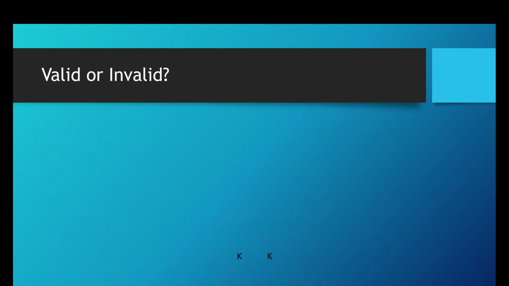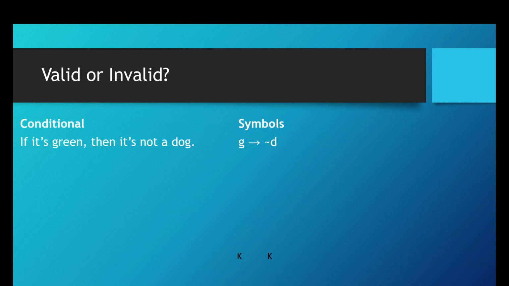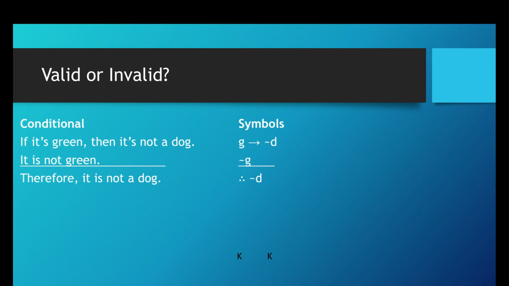All right, now we're going to try a different one. If it's green, then it's not a dog. It is not green, not G. Therefore, it is not a dog. What do you think? Valid or invalid? Pause the video for a second and see if you can tell. Right now, just use the order to see if you can tell. And then think about maybe drawing a picture to see also if you can tell. So if you didn't pause the video yet, pause it now, and I'm about to go over the answer.